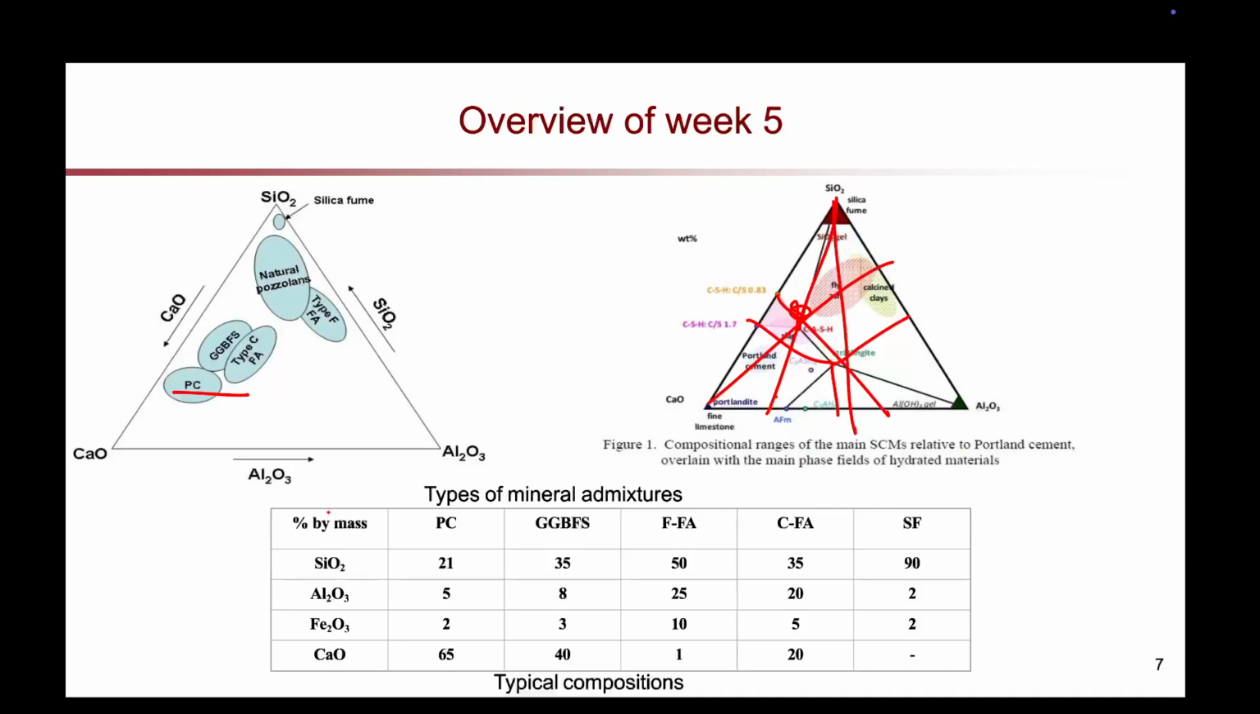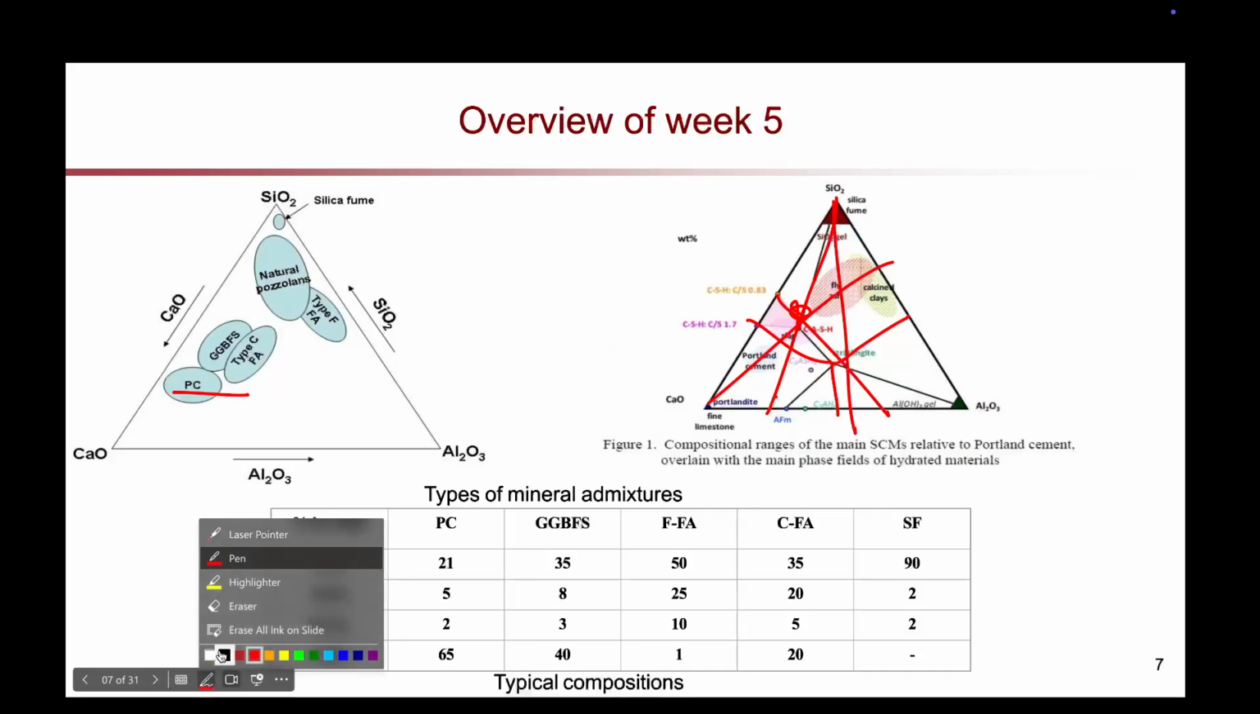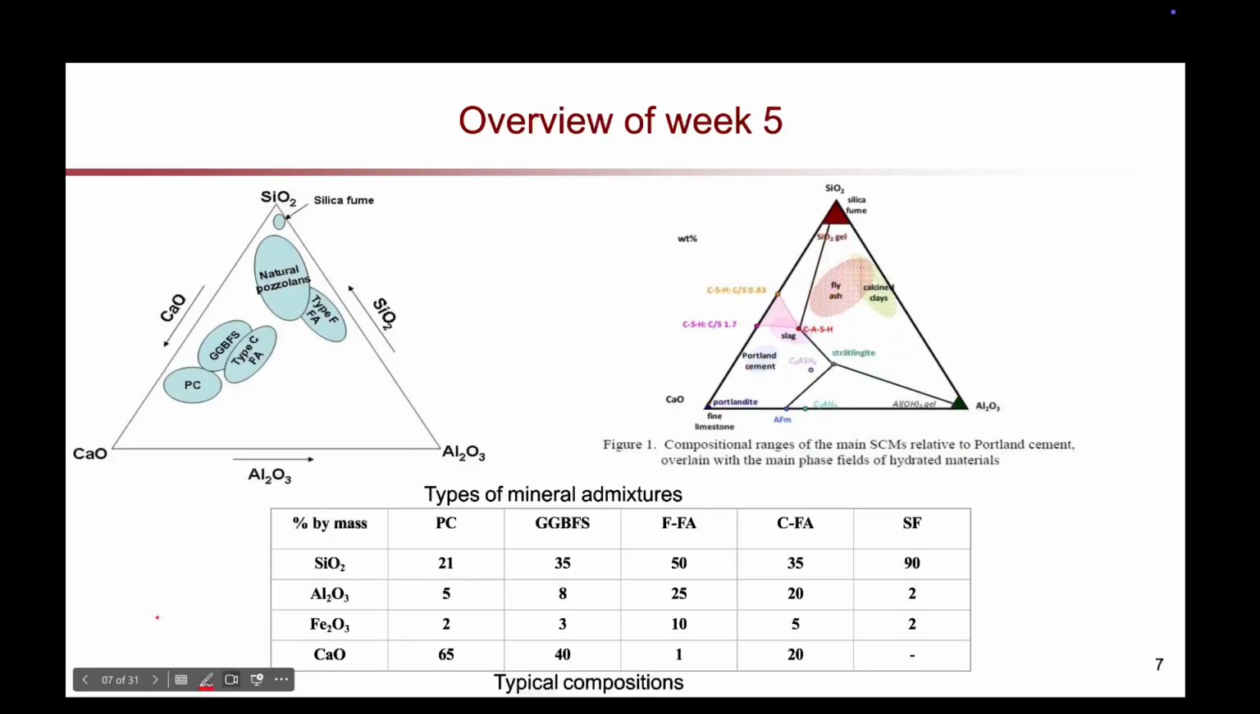Okay, so based on those things, what can be the compositional range of different types of SCM? This is the typical composition of different types of SCM. If we talk about Portland cement, we have almost 60 to 65% of calcium hydroxide, 21% of silica, and 5% of alumina.